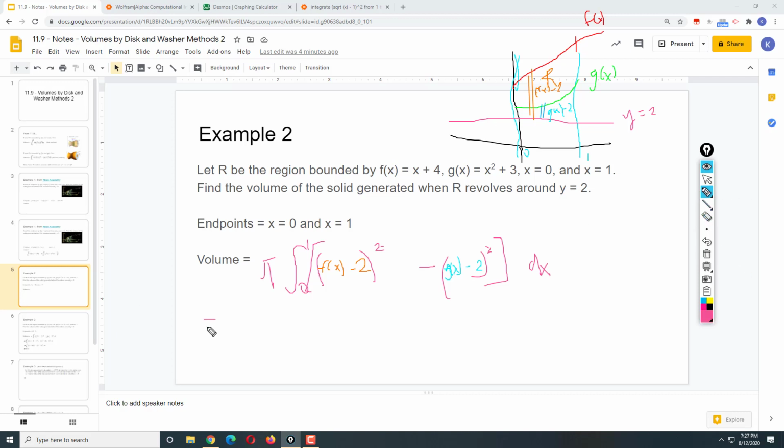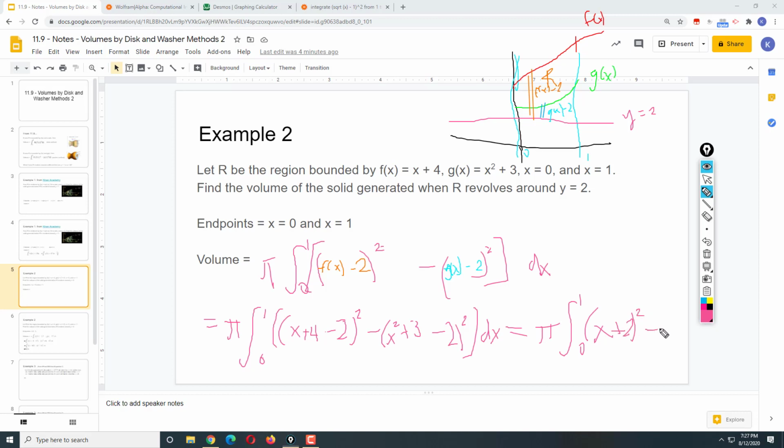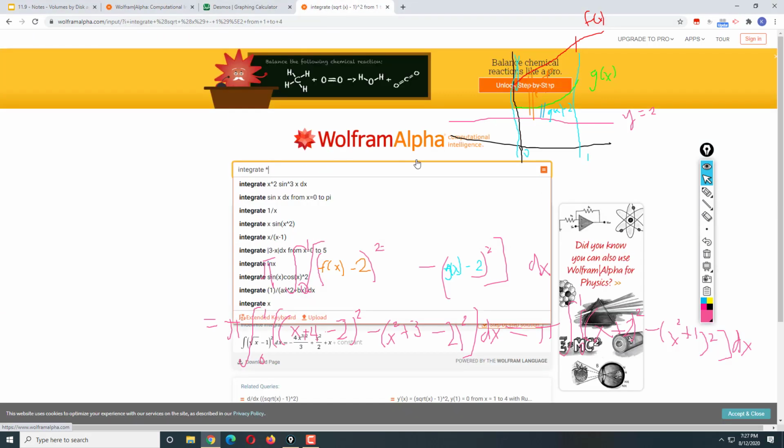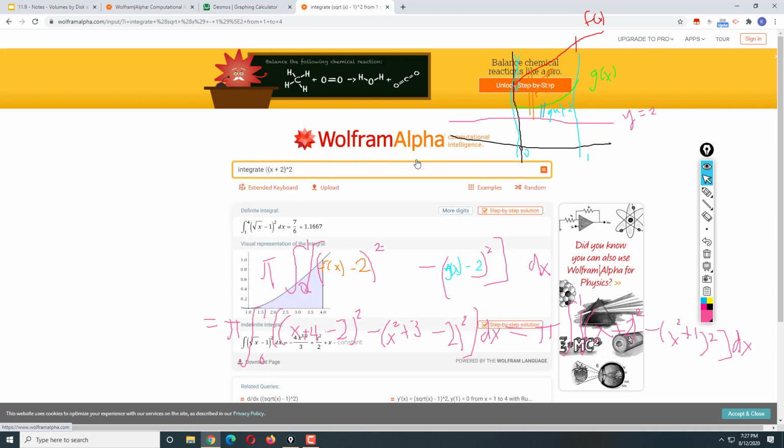Let's simplify. So this is equal to pi times the integral from 0 to 1 of x plus 4 minus 2 squared minus x squared plus 3 minus 2 squared, the whole thing dx. That's equal to pi times the integral from 0 to 1 of x plus 2, the whole thing squared, minus x squared plus 1, the whole thing squared, dx. We'll use Wolfram Alpha to calculate our integral. So this time we're integrating x plus 2 squared minus x squared plus 1 squared from x equals 0 to x equals 1.